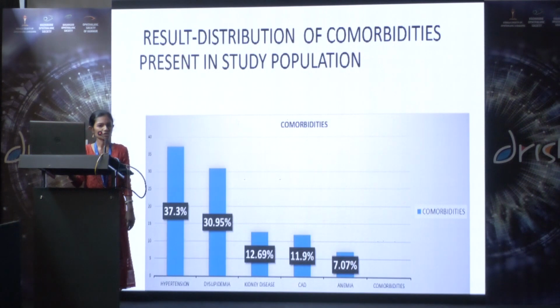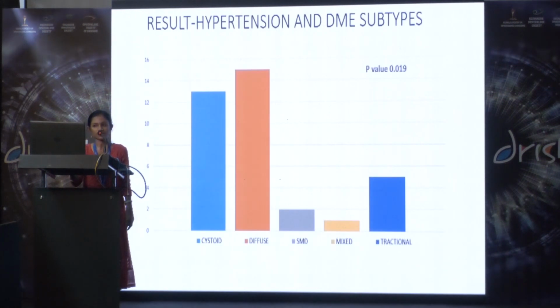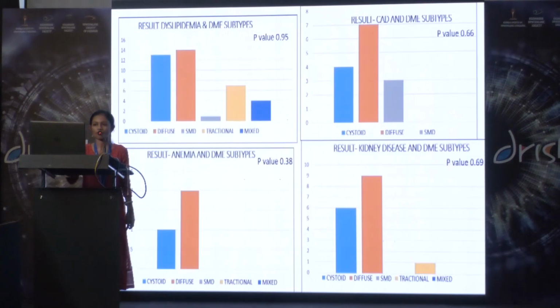The comorbidity most prevalent in our study population was hypertension, followed by dyslipidemia, then kidney disease, coronary artery disease and anemia. We found a significant association between hypertension and the DME subtypes, with a p-value of 0.019, less than 0.05, which was considered statistically significant. For dyslipidemia, anemia, coronary artery disease and kidney disease, we could not find any significant statistical association.